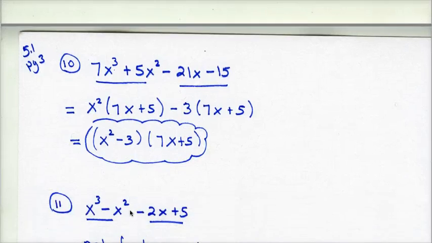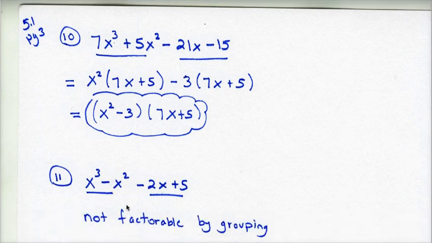Let's take a look at another factor by grouping problem. So it's x cubed minus x squared minus 2x plus 5. So I know x is common here, but in the next set, there's nothing in common. So factor by grouping in a sense fails, and again I would try to rearrange these terms. And what happens is, even if you rearrange those terms, it's not going to be factorable by grouping.